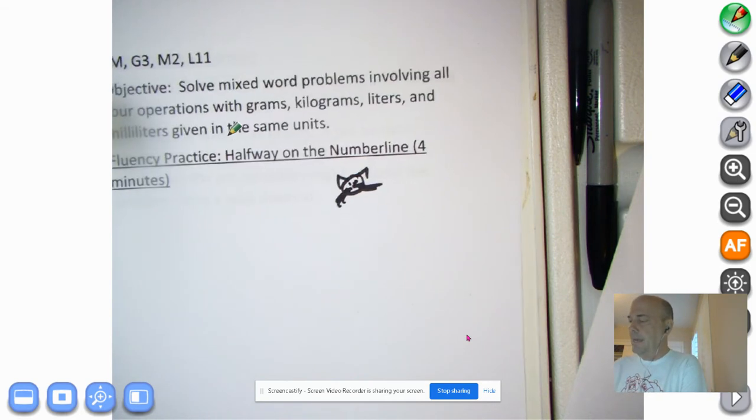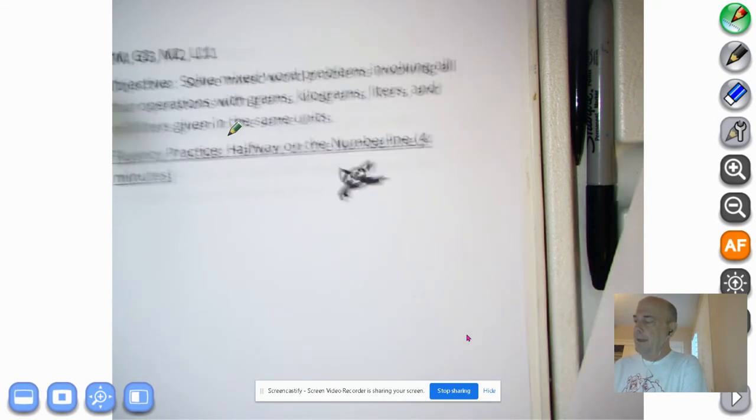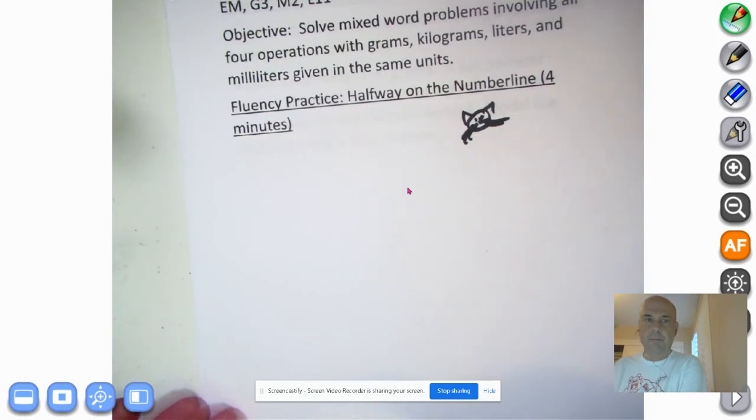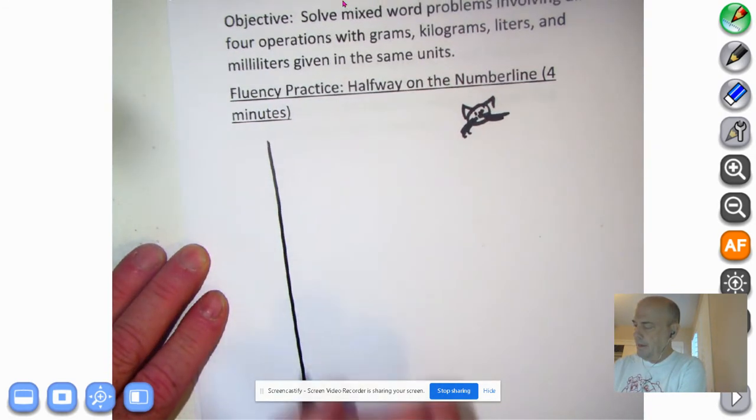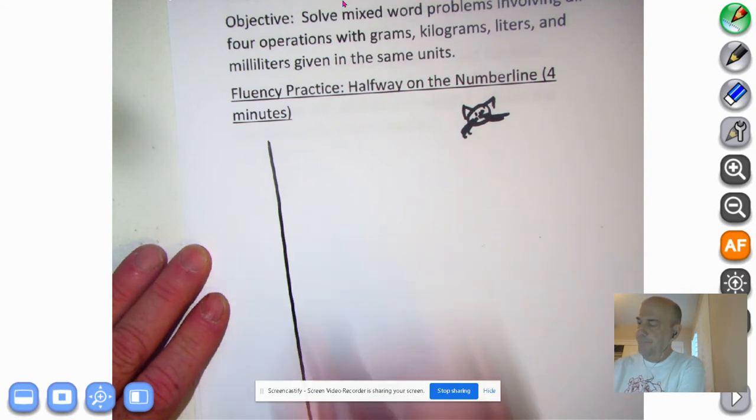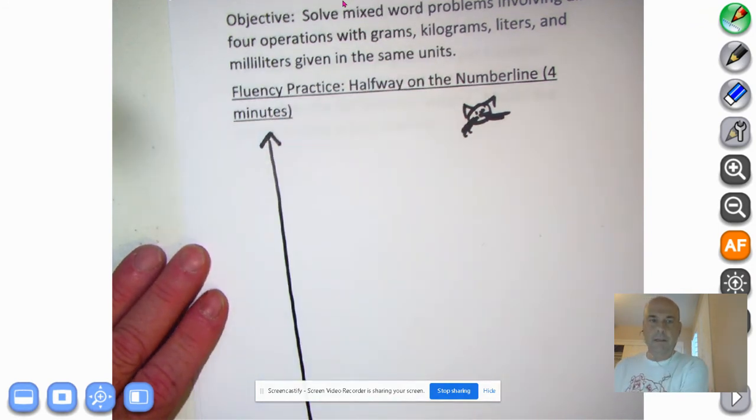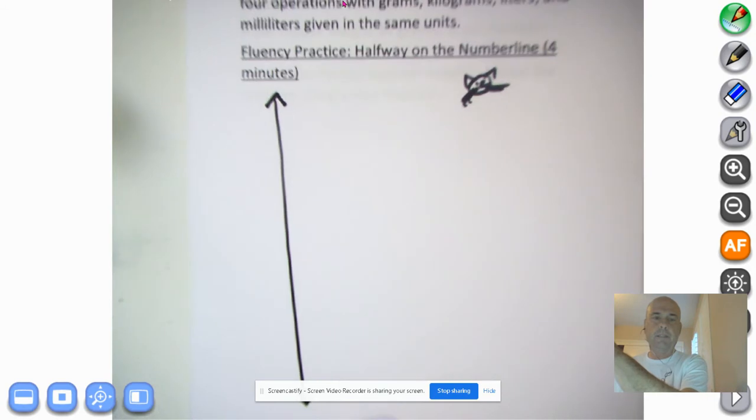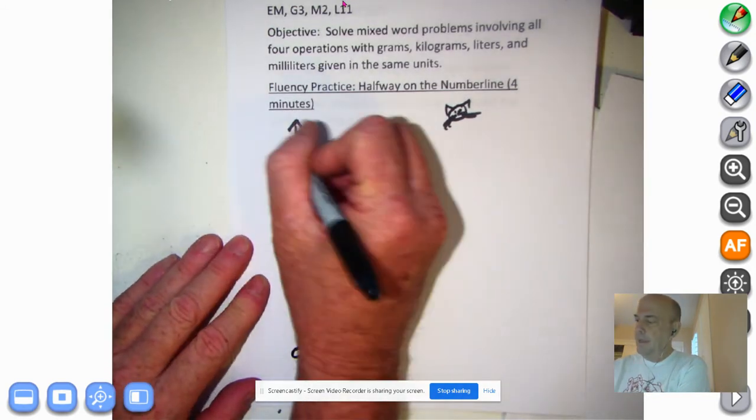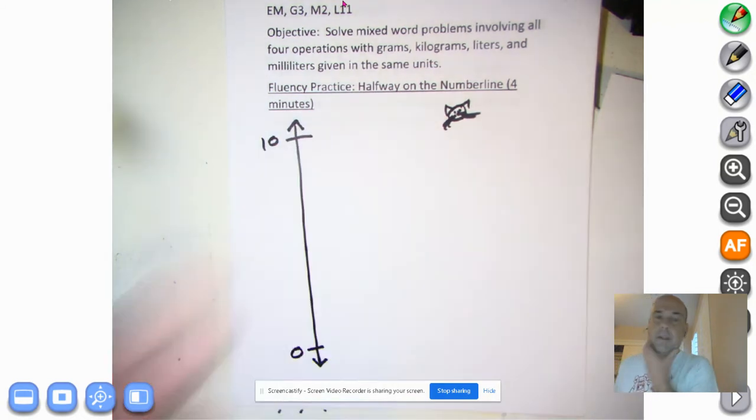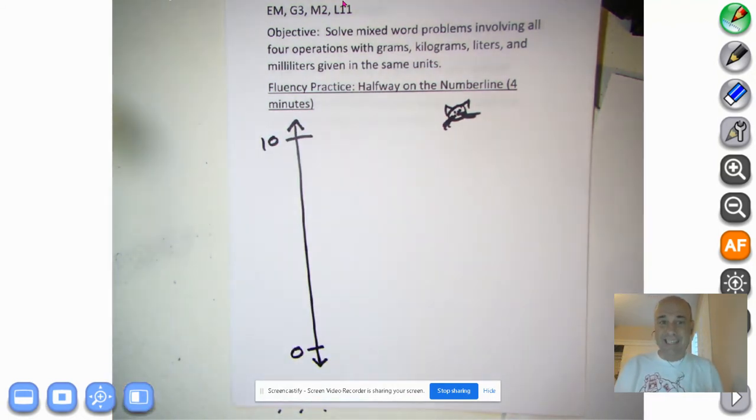All right, so your copycats, we're gonna talk about halfway on the number line, and we're gonna go with those vertical number lines again. So you are copycats, and you're copying right along with me. Okay, there's our number line. Let me zoom out just a little bit, and we're going to label this 0 and 10. Okay, so what I want you to think about is what's the halfway point between 0 and 10?